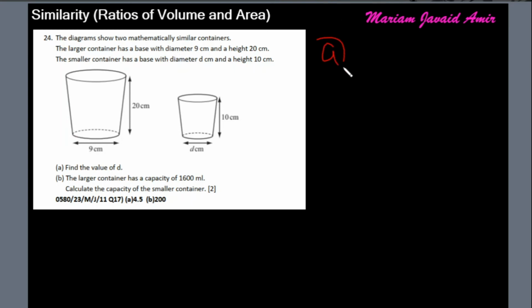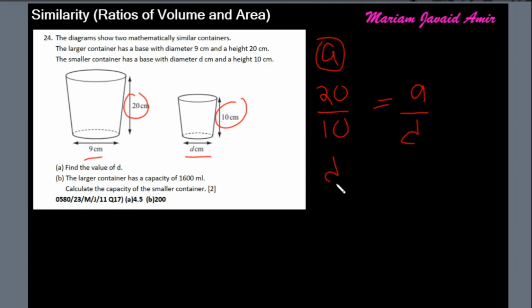So we'll simply equate the ratios of corresponding lengths of the similar figures. So 20 divided by 10 equals 9 divided by d. So d will come out to be 90 over 20, which is 4.5 centimeters.